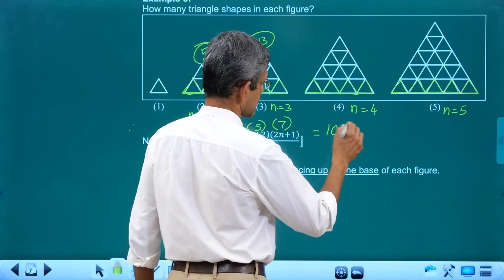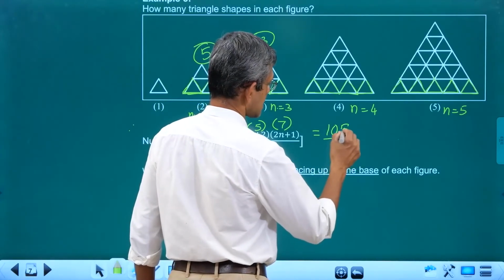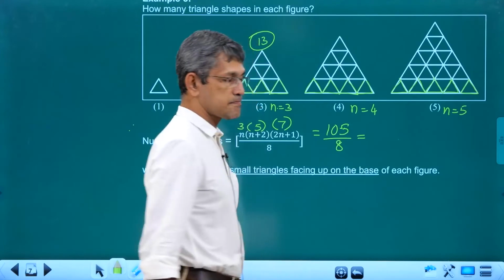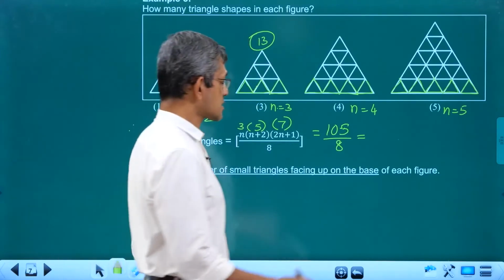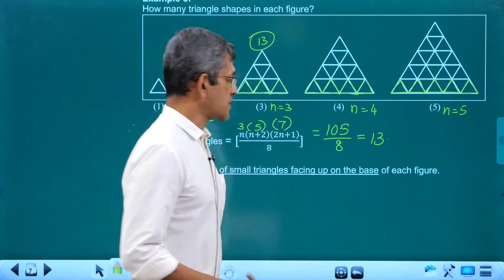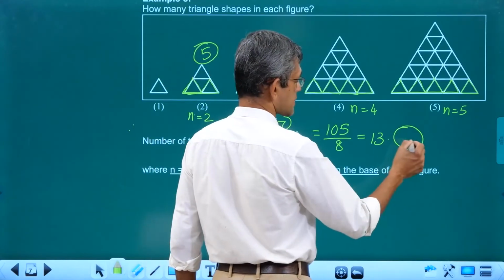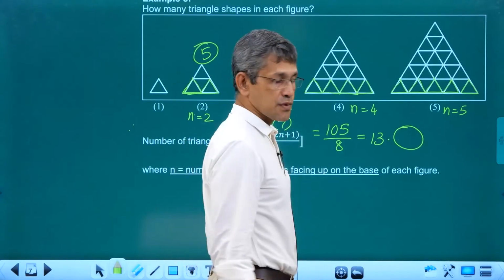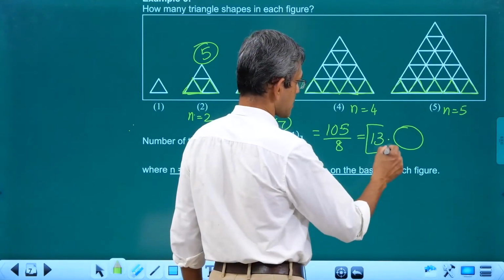105 by 8. Well, 105 is not a multiple of 8. So when you divide it, what do you get? It is 13 point something. In this case, we are not really taking what is after the decimal point. We are taking what is before the decimal point. So that is 13.